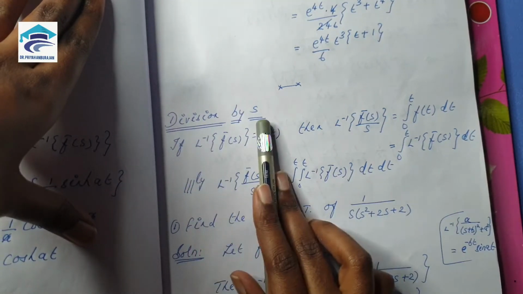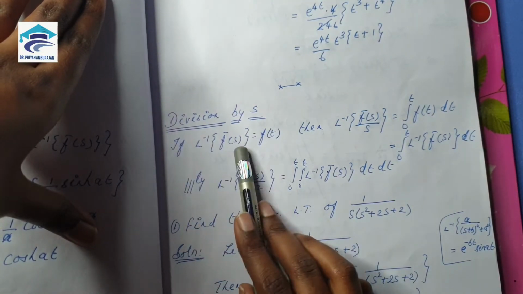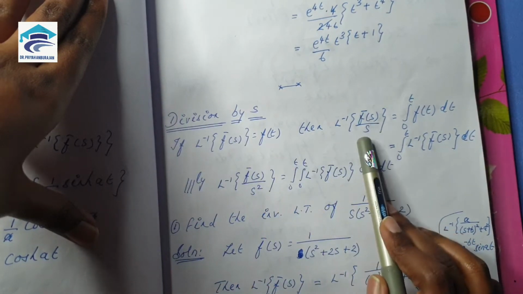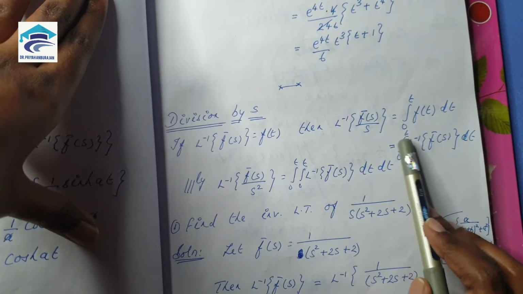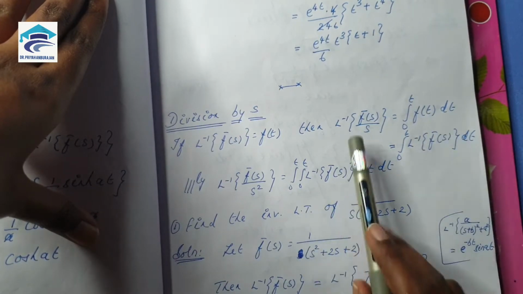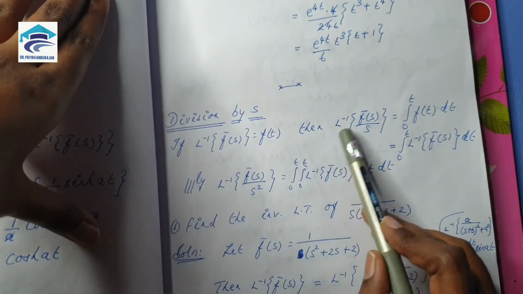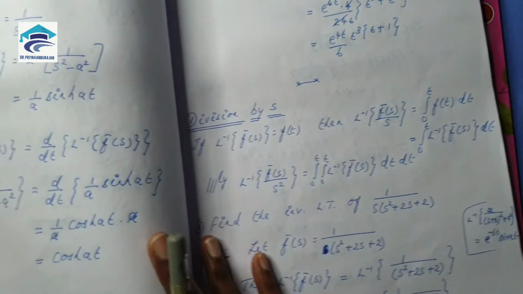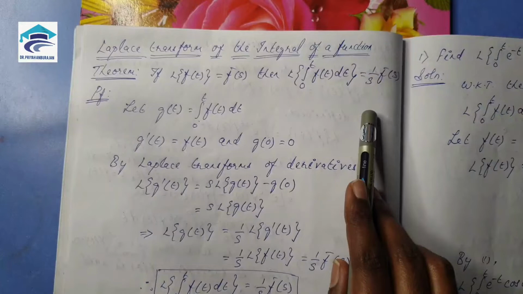Next is division by s. That is, if L inverse of f bar of s is equal to f of t, then L inverse of f bar of s by s is equal to the integration from 0 to t of f of t dt. So we have to find the L inverse of f bar of s by s. This can be derived from this formula.